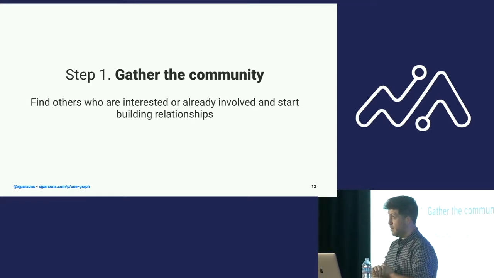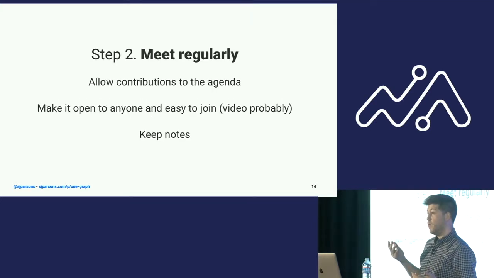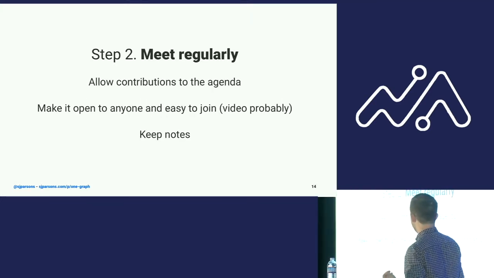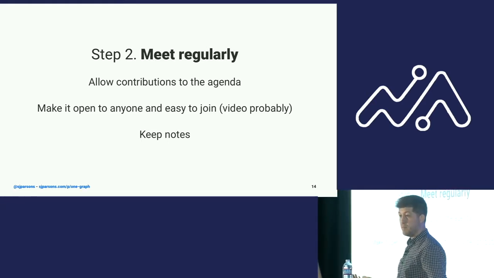We, the early adopters of this unified graph, started to just meet. We got to know each other, video conversations, and then we started meeting regularly. And when you meet regularly, these are some things that I think really help us succeed. So we always would allow anyone to contribute to the agenda. We'd invite anybody to come.